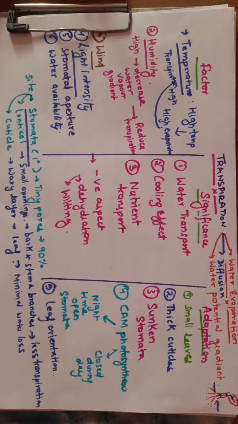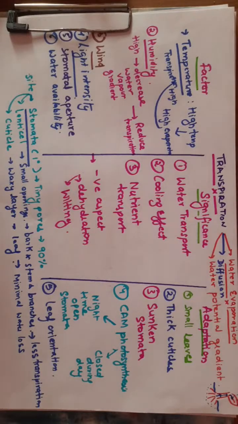Now wind will also contribute to some extent to transpiration. How? The wind will remove the water vapor from the leaf, from around the stomata. Stomata, as I already told you, are the tiny pores on the leaf surface. So when the vapor is removed, eventually more water will come out, and this will increase the rate of transpiration.